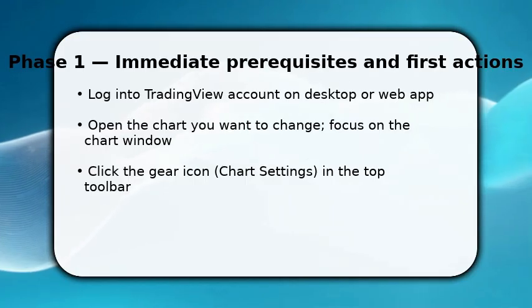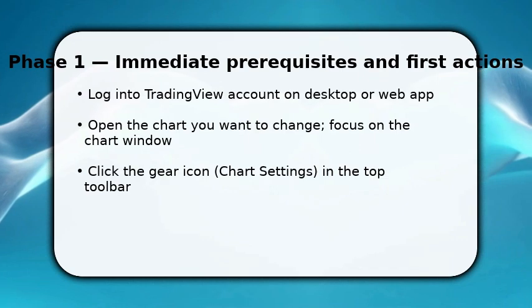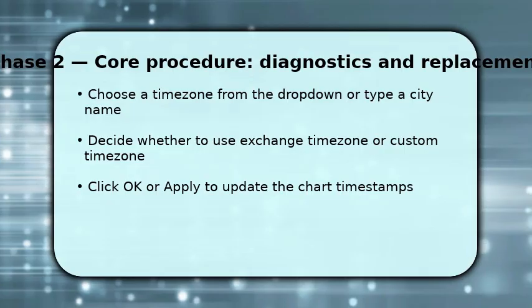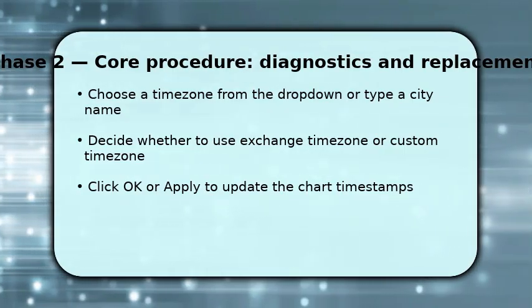Make sure you're using the desktop or web version. The mobile app has limited controls. Now that the settings panel is open, you're ready to pick or type a time zone to apply to the chart immediately. In the Time Zone/Session tab, choose the exact time zone from the drop-down or start typing a city to filter options. This ensures precision.